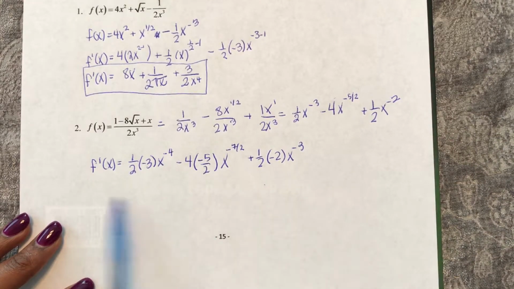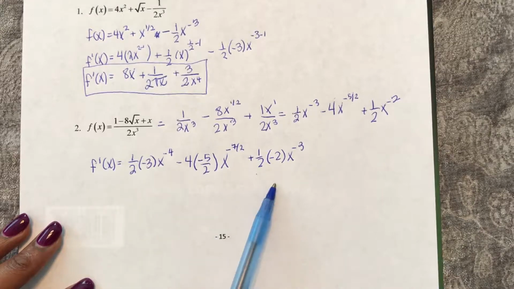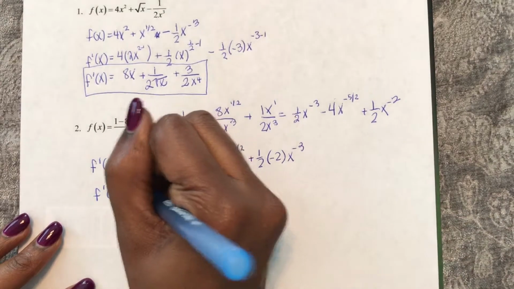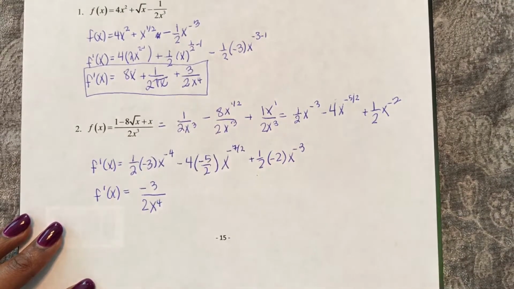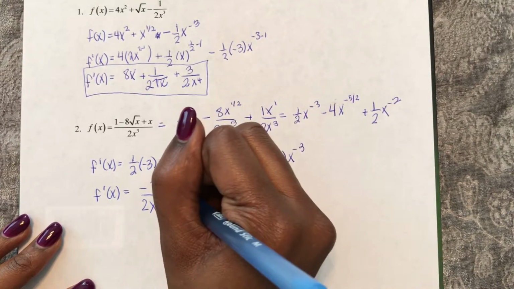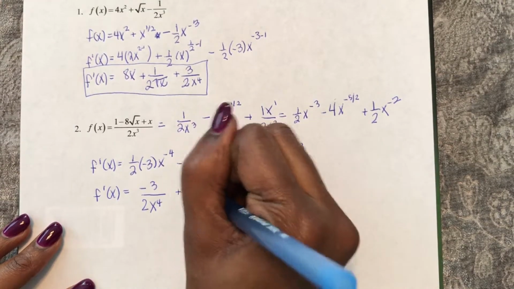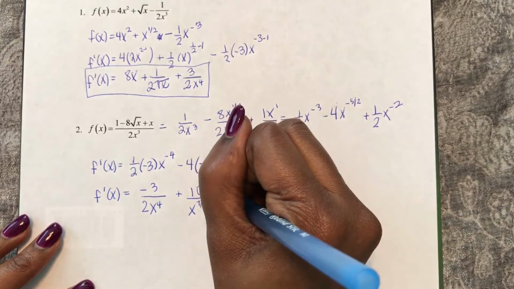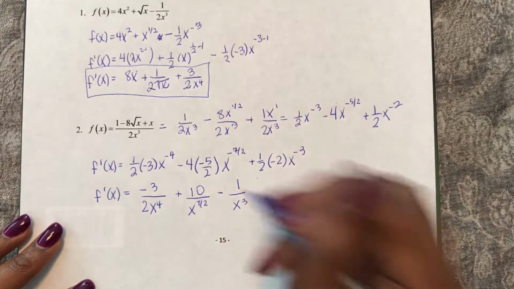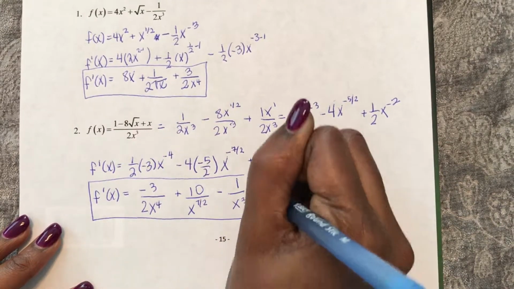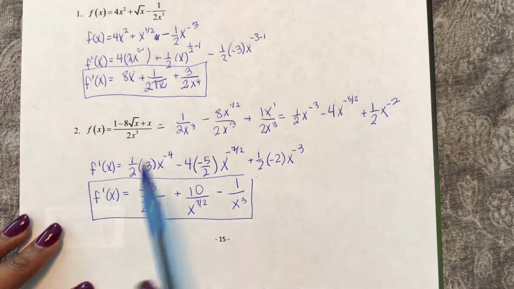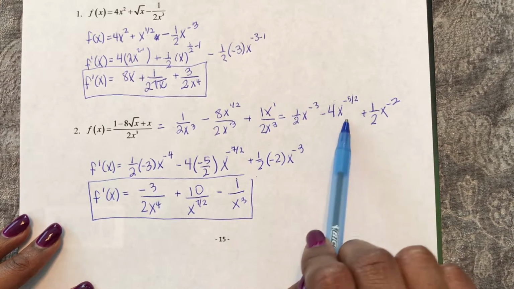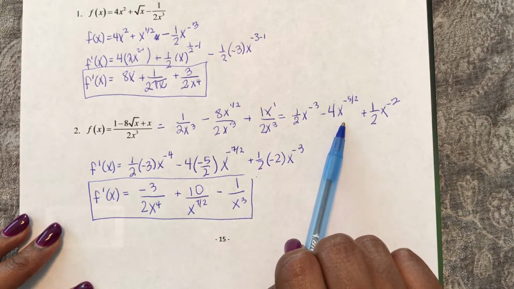Now you could be doing a lot more mental math here. I'm just showing every step. So now to simplify, I have -3 over 2 x to the 4th. This becomes plus 10 over x to the 7 over 2. And this becomes subtracting 1 over x cubed. And so this would be our derivative. So get in the habit of rewriting your function with constants multiplied by powers of x to apply this differentiation rule.